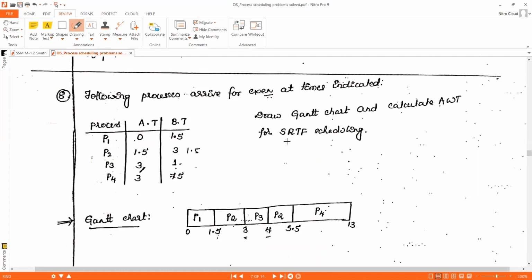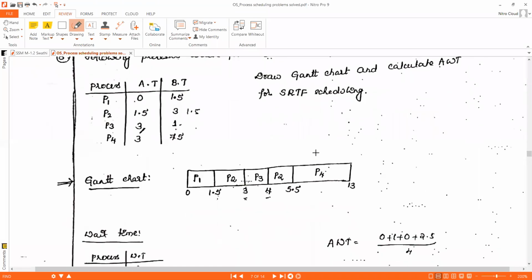average waiting time for SRTF. Okay, shortest remaining time first scheduling algorithm. It is called the preemptive SJF algorithm. We need to follow preemptive shortest job first scheduling to solve this problem. Okay, first we'll draw the Gantt chart.